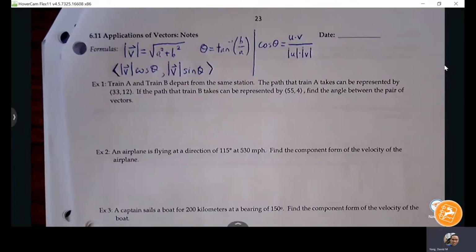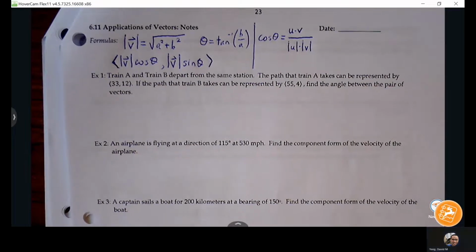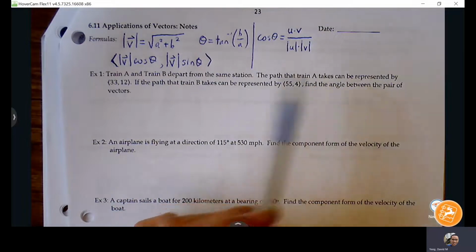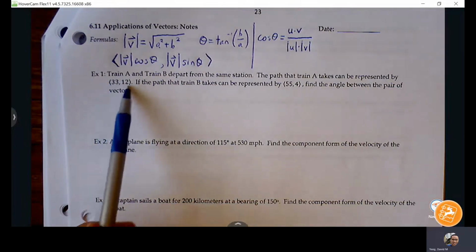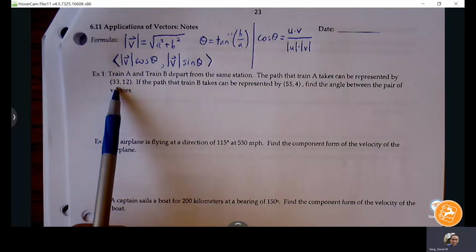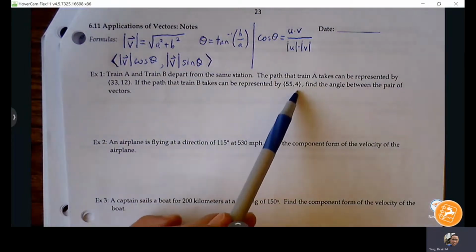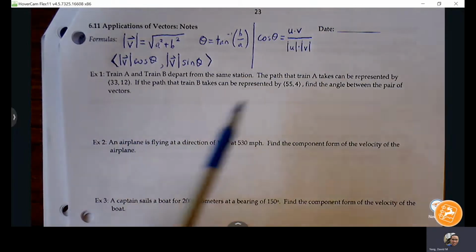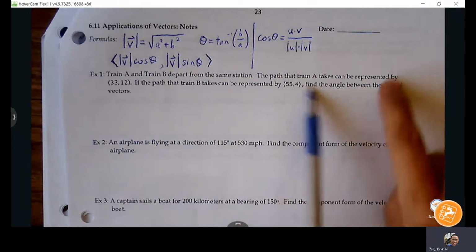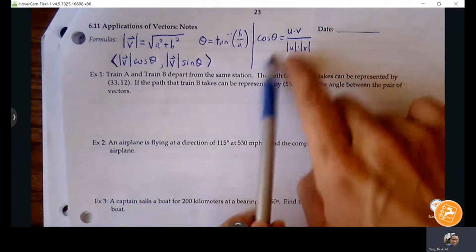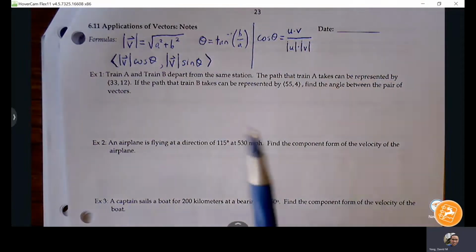Okay, let's read example 1. Train A and B depart from the same station. The path that train A takes can be represented by vector and component forms. That's nice, the component forms are already given to us. If the path that train B takes can be represented as 55.4, find the angle between the two vectors. So really it's a word problem, but they're just giving us the two vectors and we just have to find that angle. So we can just put it into our formula for angle between two vectors.